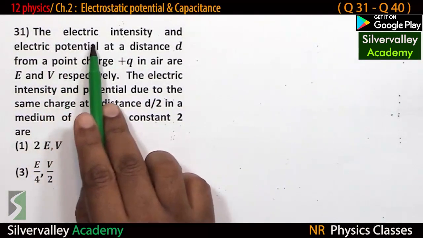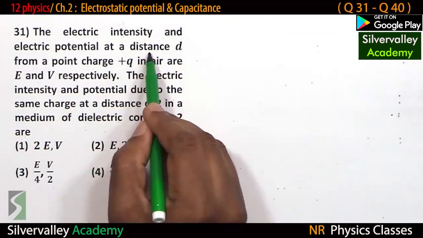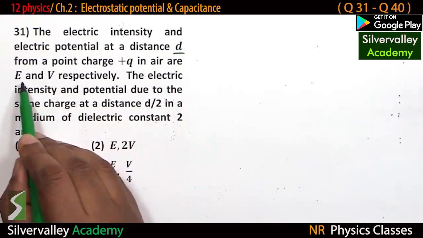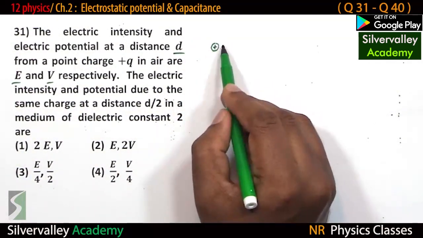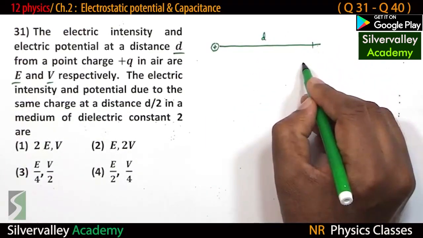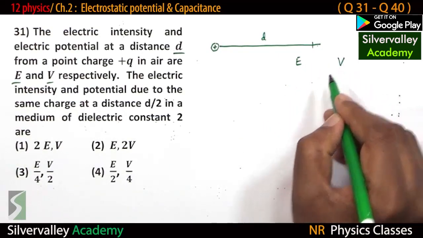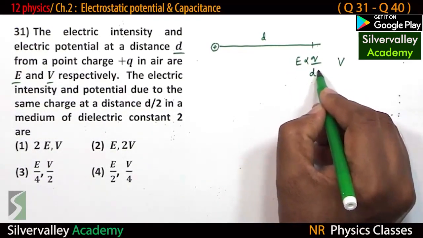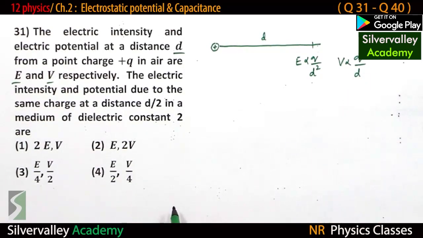The electric intensity and electric potential at a point at a distance d from a point charge in air are E and V. This is a point charge at a distance d. Electric field is E and potential is V. Okay. And electric field is proportional to charge by distance square. Potential is proportional to charge by distance, right?